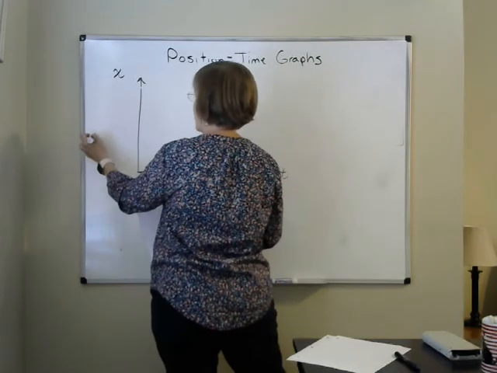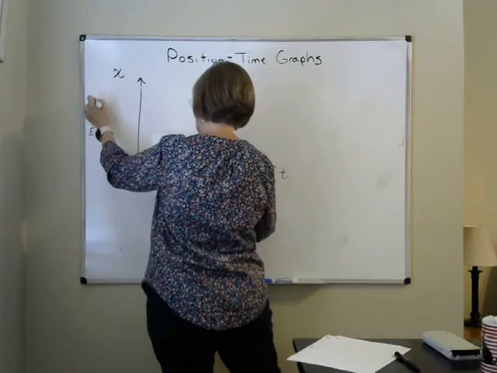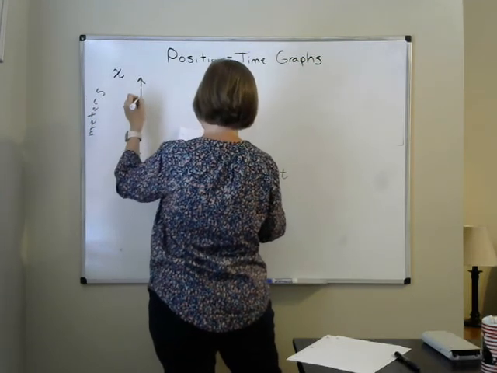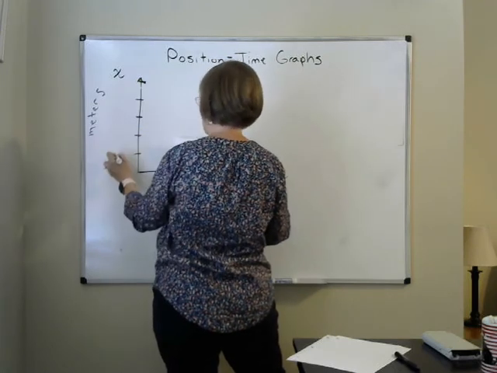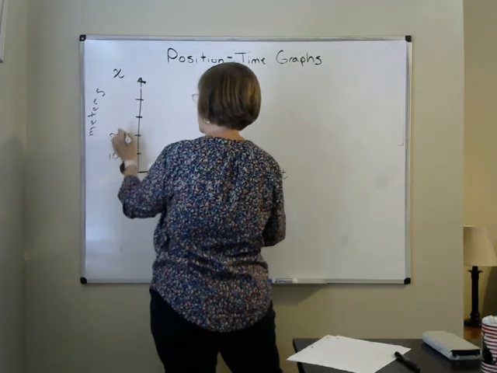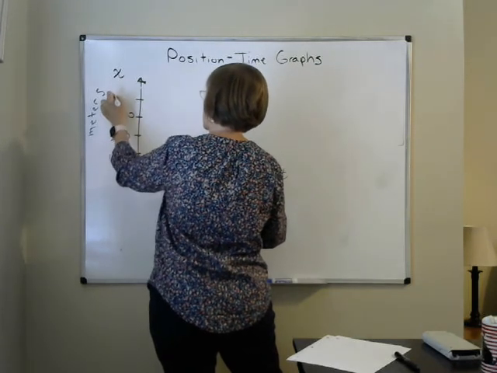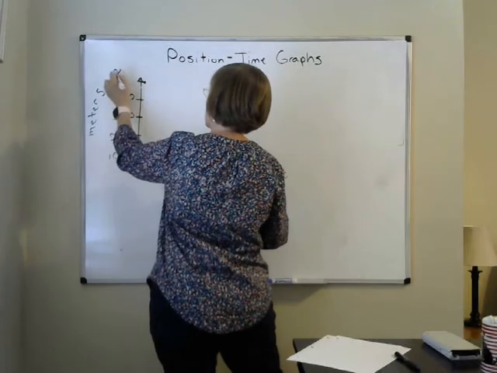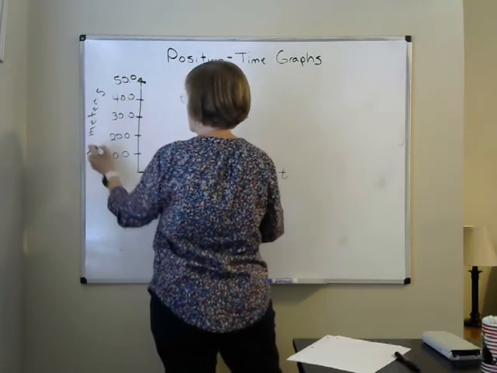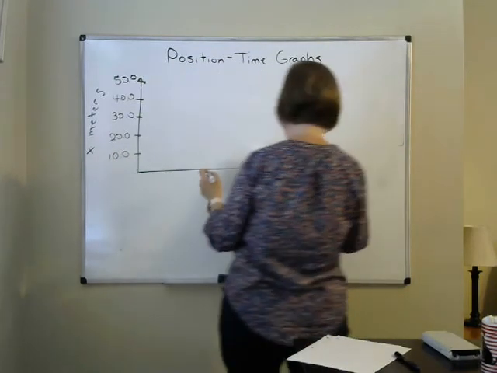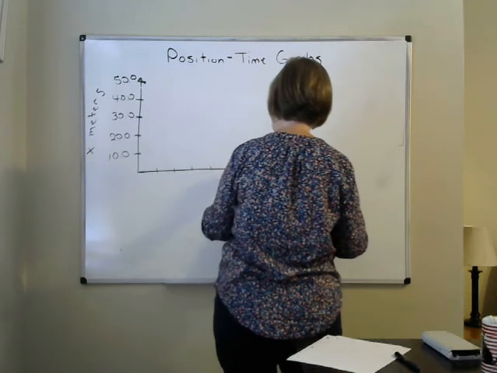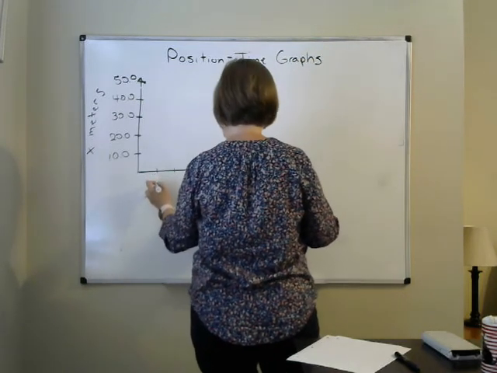We generally are going to measure this in meters. And so let's just go 1, 2, 3, 4, 5. So let's suppose 10.0 meters, 20.0 meters, 30.0, 40.0, 50.0. This is x and it's in meters. Time, we're going to go with 1, 2, 3, 4, 5, 6. Here's our time, it's in seconds.